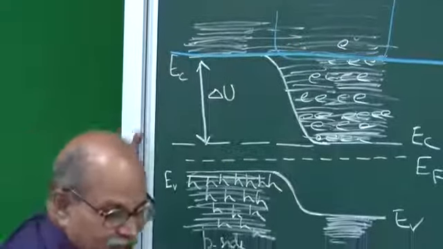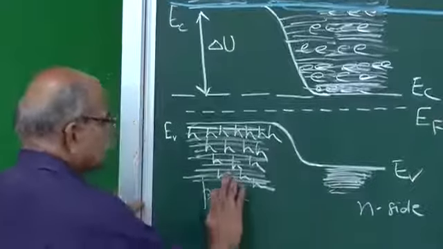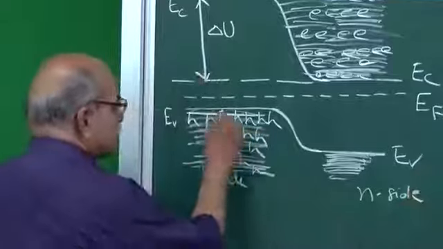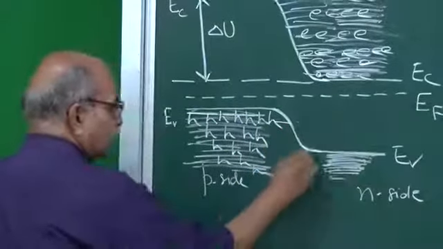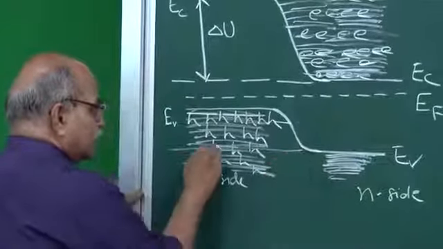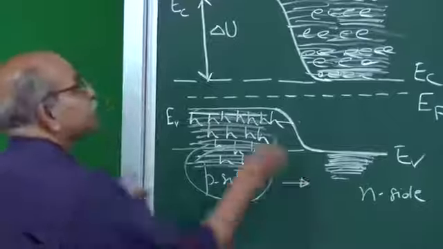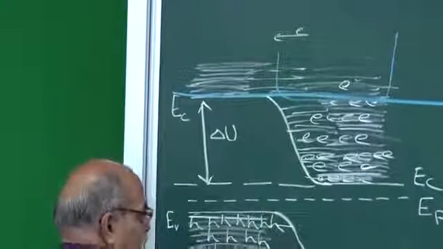Similarly is the case for these p side holes. If these holes, these majority carriers, want to go to the n side, then these holes cannot go here. You don't have any quantum state. Only the holes which are in these ones, only these can migrate here. Only these electrons can migrate here. So these are the electrons and these are the holes.